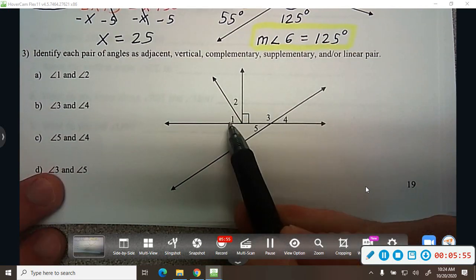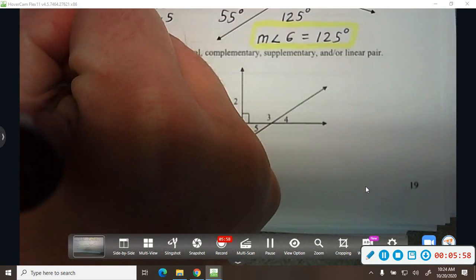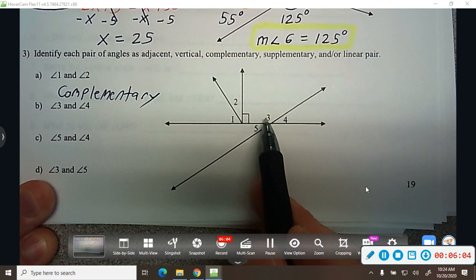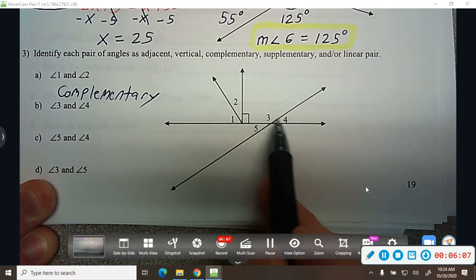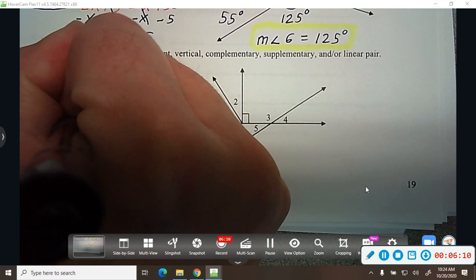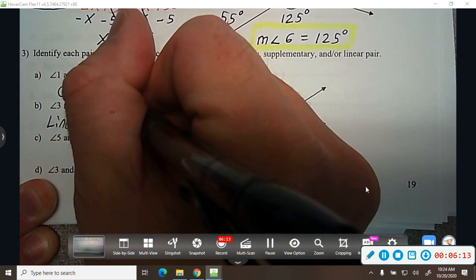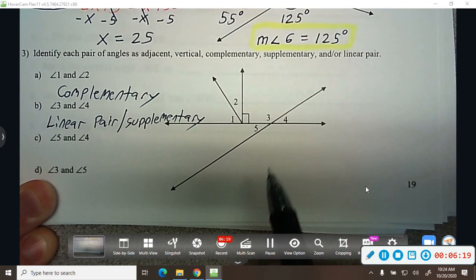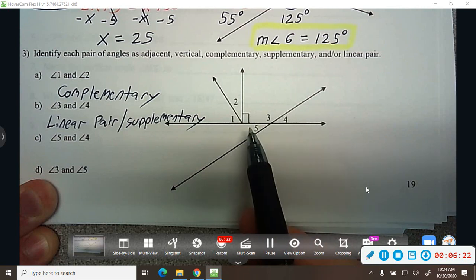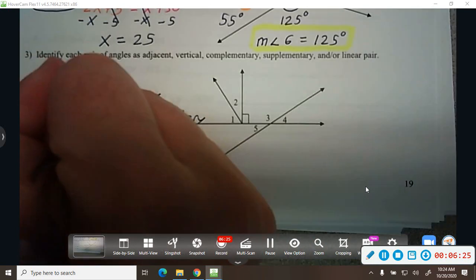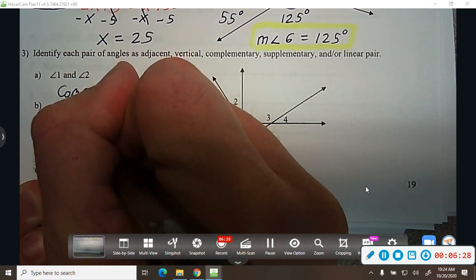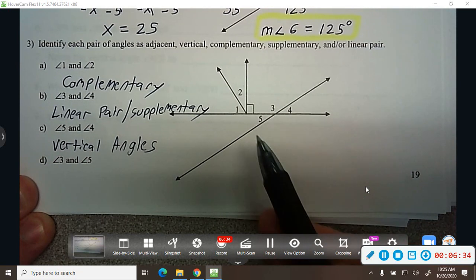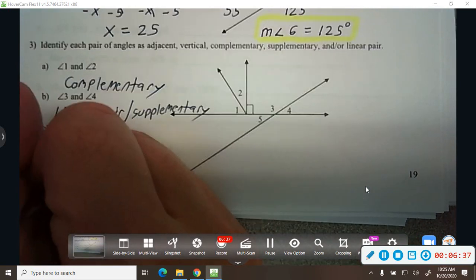So we said angle 1 and 2 are complementary. Three and 4 are linear pairs and supplementary. Five and 4 are on opposite sides of an X, so we call those vertical angles. And then 3 and 5 are on a line. We call those linear pairs. We could also call those supplementary.